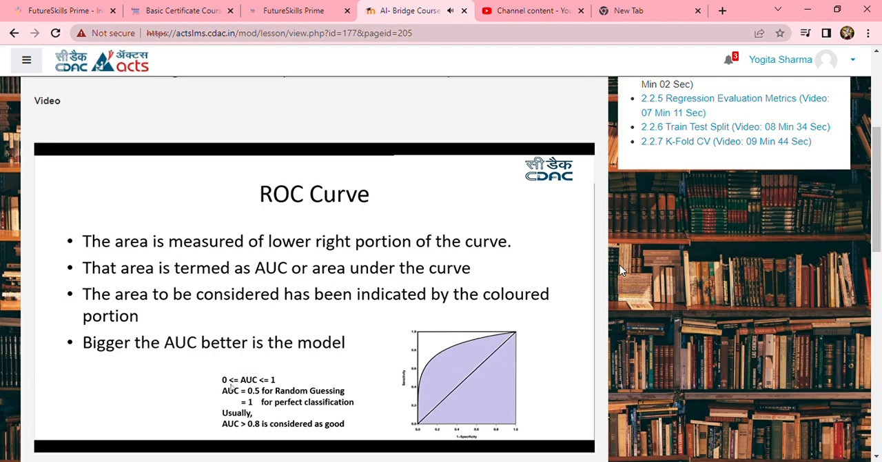The area under the curve's worst value will be 0, and any value bigger than 0.5 will be a better value. But as far as goodness of fit is concerned, many people consider an area under the curve greater than 0.8 as a very good value. An area under the curve like 0.6 or 0.7 will not be very good, but it will be okay.